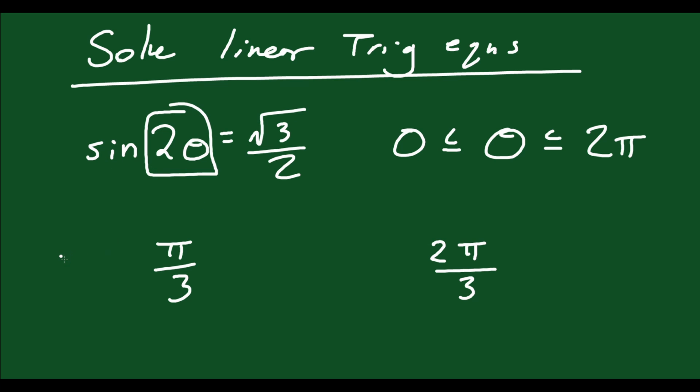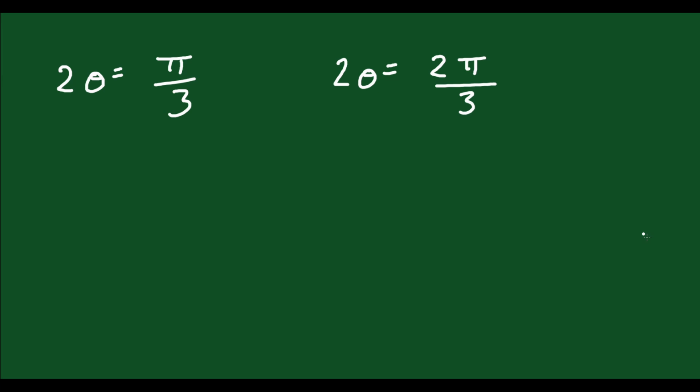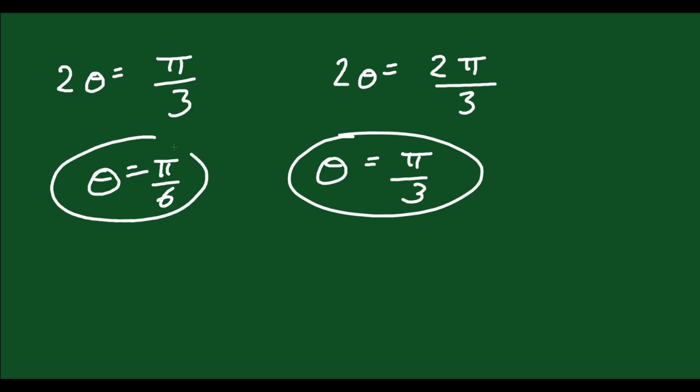So either 2 theta is equal to pi over 3, or 2 theta is equal to 2 pi over 3. And in each case, you can solve for theta. Divide both sides by 2, you get theta equals pi over 6, and theta equals pi over 3. So those are your two answers.